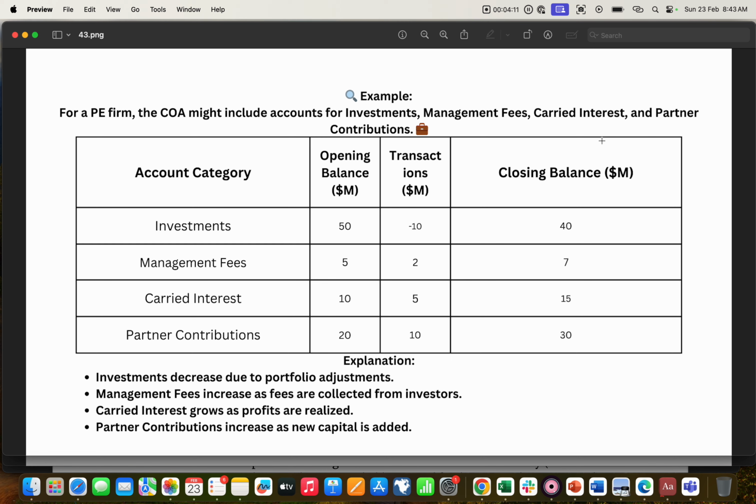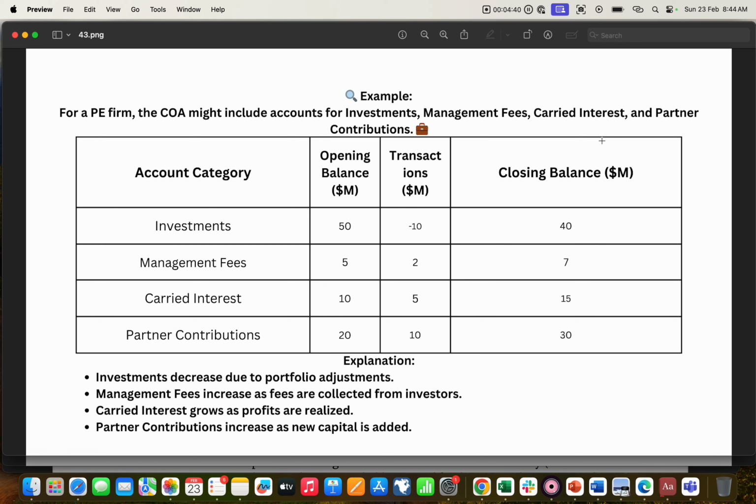For credit interest, the opening balance is 5, and they have given 5 as credit interest to the GP. So the closing balance is 15. The partner contribution opening balance is 20, then again they have 10, and the total 30 million is the contribution. So this all gives a clear picture after the transactions happen in the PE firm. This gives the overall value at the current level and this should be recorded in each part.